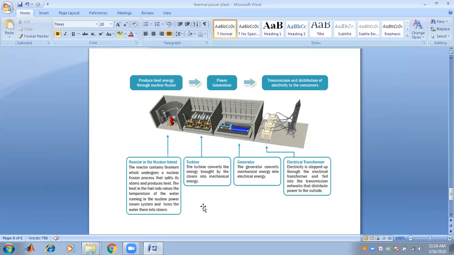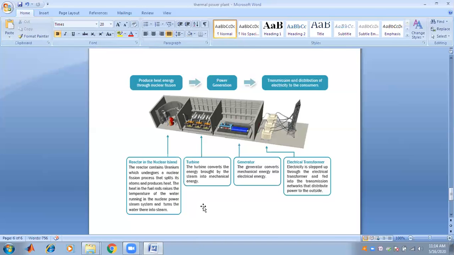So the purpose of the reactor is that there is uranium there and the nuclear fission reaction is done, which splits the uranium into atoms and produces heat. The heat in the fuel rods raises the temperature of the water running in the nuclear powered steam system and turns the water into steam. The second part is the turbine. The turbine converts the energy brought by the steam into mechanical energy, which means it acts as a prime mover for the steam energy.